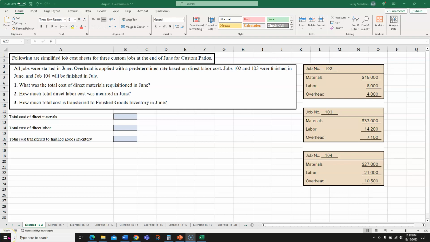In this session, we're going to work out some exercises related to job costing. We have a number of exercises because there are so many different things I want to make sure we understand. So let's go ahead and get started.